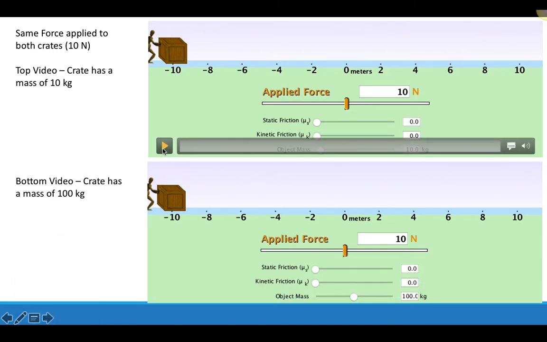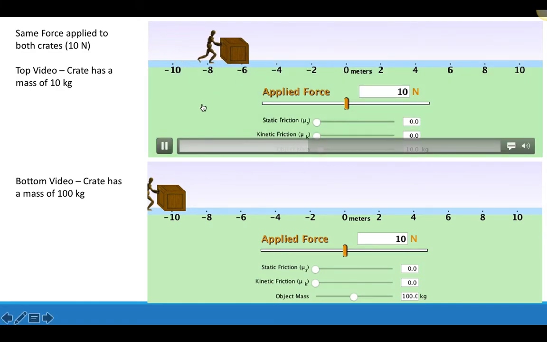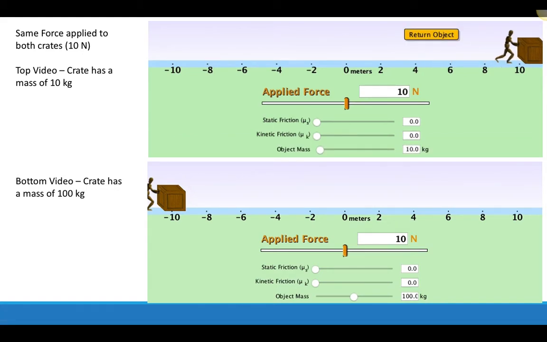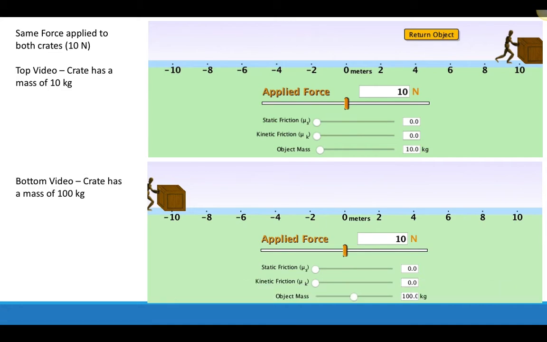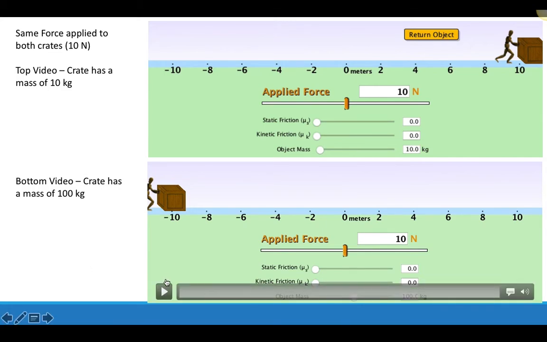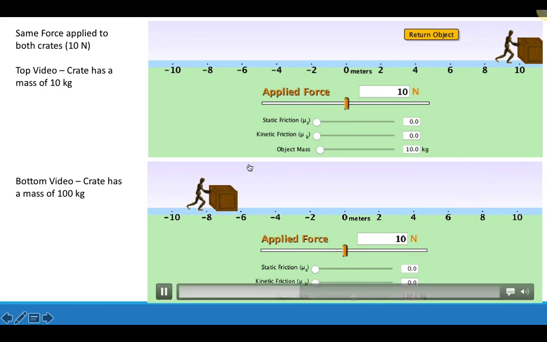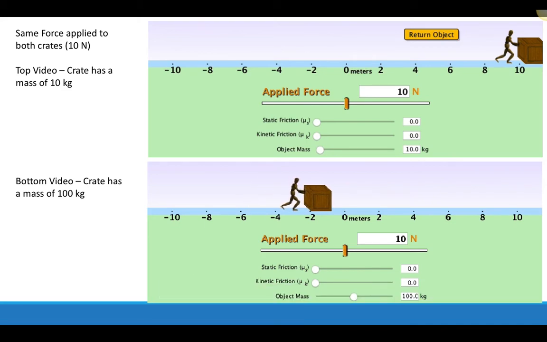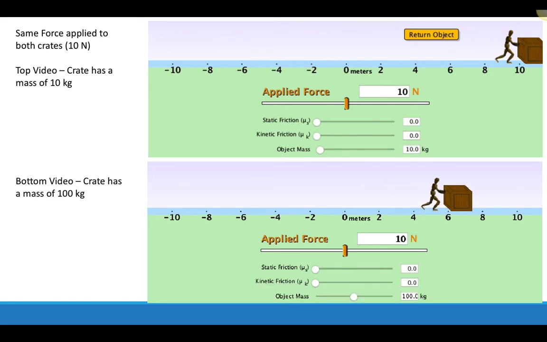So let me play the first one, and you can watch the motion of the crate. All right, and the video stops. Now, when we have a larger mass, same force is applied. Let's look at the motion of the crate and see if the motion is the same. It's hard to tell, but that crate is actually speeding up as it goes, but it's certainly not speeding up at the same rate as the first object.